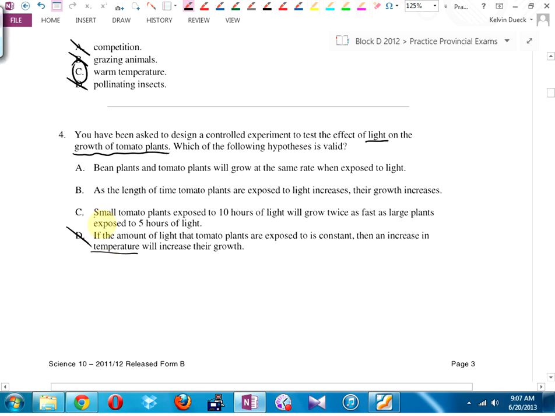In C, we've introduced different sized plants. We've added an extra factor. Nuh-uh. So I'm looking at A or B. Oh, in A, we suddenly added what? That's not what we wanted to measure. Now, we wanted to test the effect of light on the growth of tomato plants. As the length of time tomato plants are exposed to light increases, their growth increases. You'll notice the same two things appear in your answer that you're trying to test or hypothesize for. This is asking, can you figure out an experiment? Kind of wishy-washy, but it works.